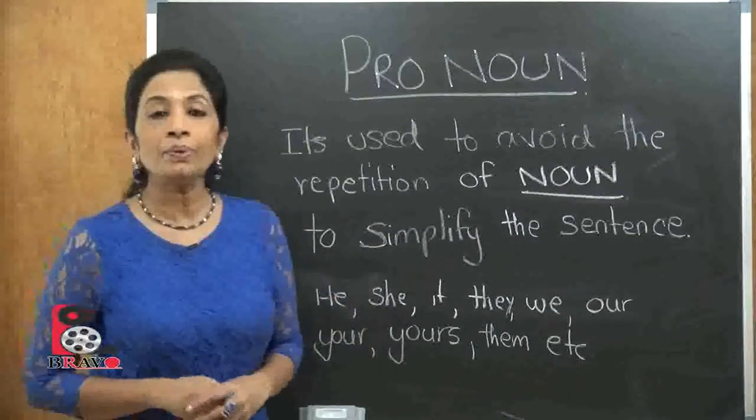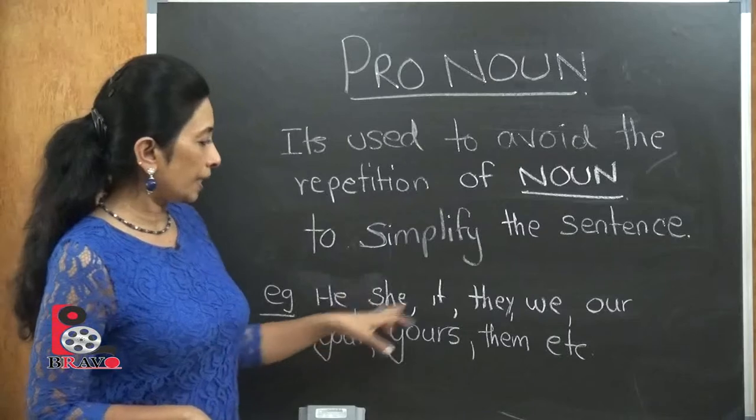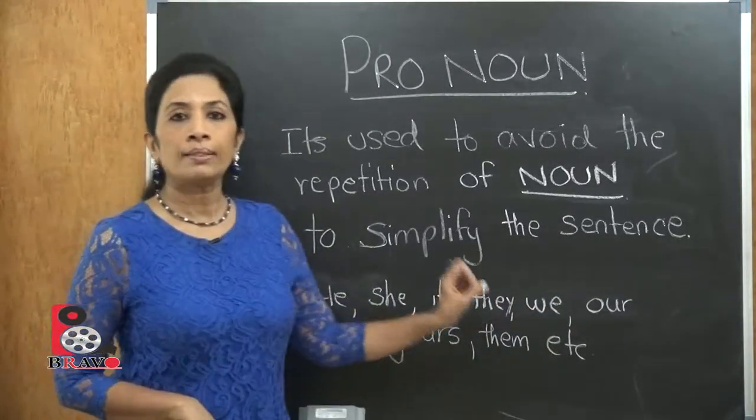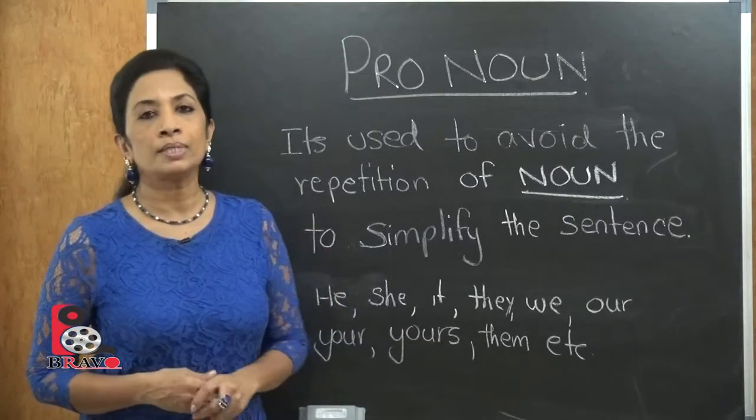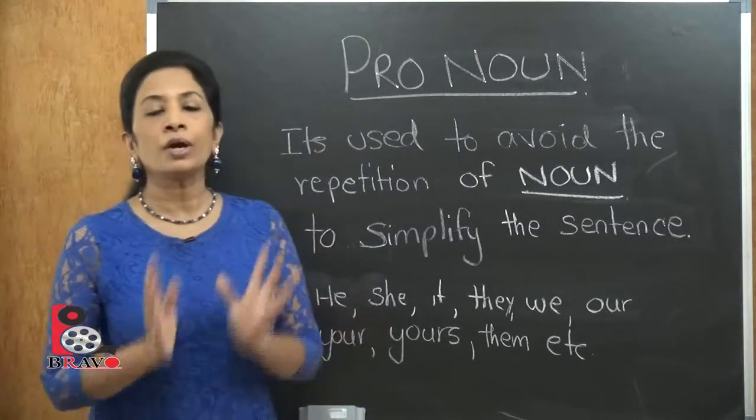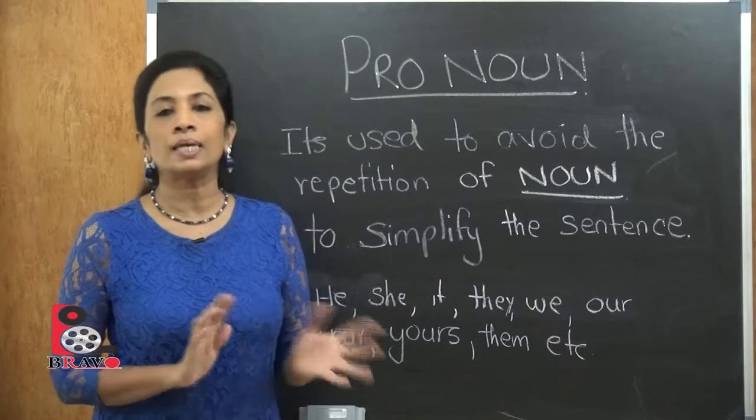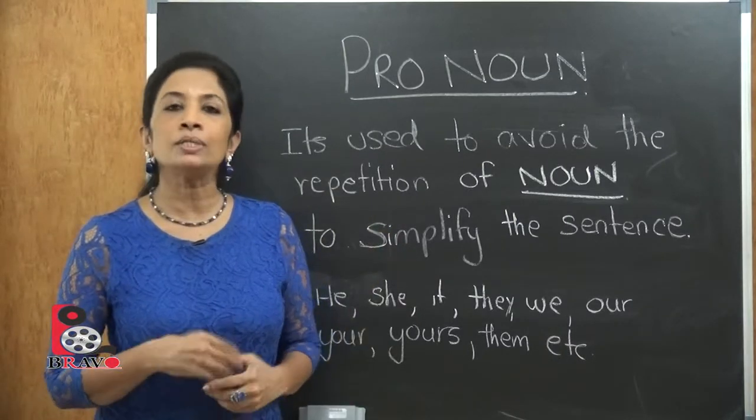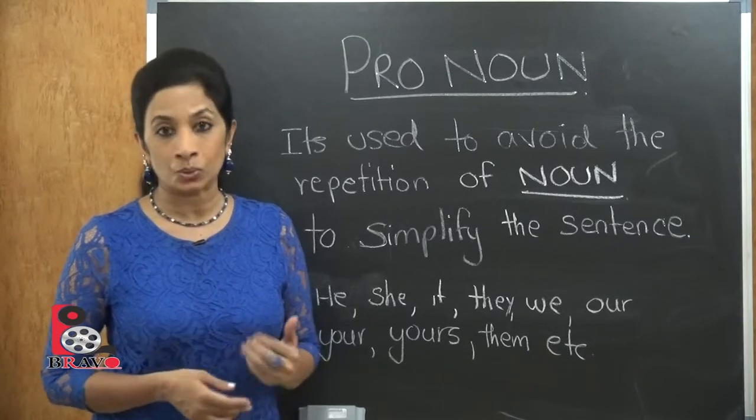Okay, so examples of pronouns are he, she, it, they, we, our, you, yours, them. These are some of the pronouns that are used to avoid the repetition of the noun used in the sentence. So, it simplifies the sentence. So, let us go into some examples to make it easy for you to understand.